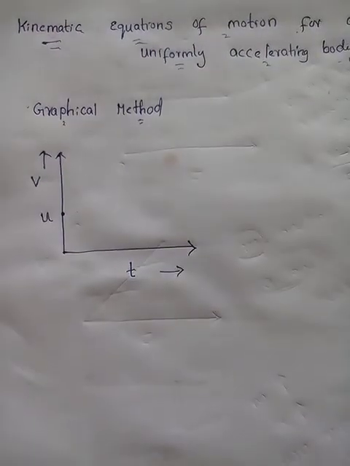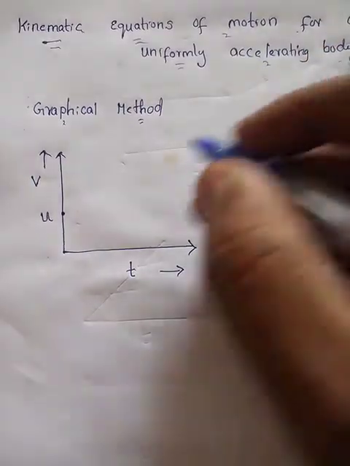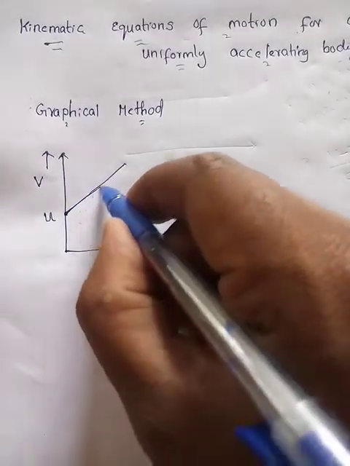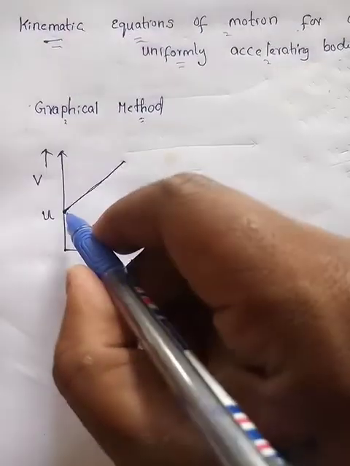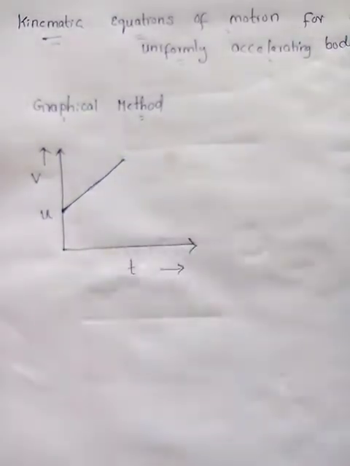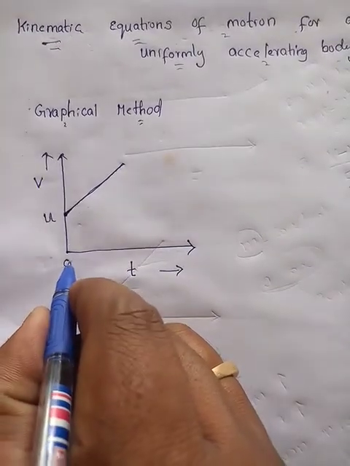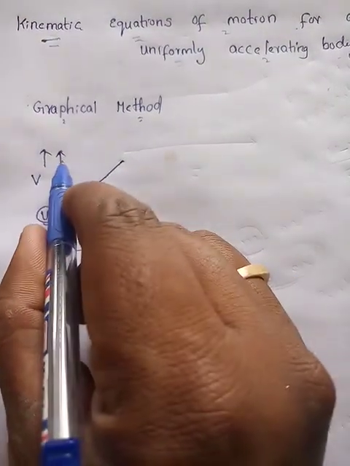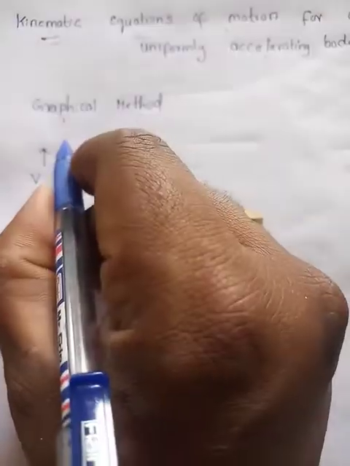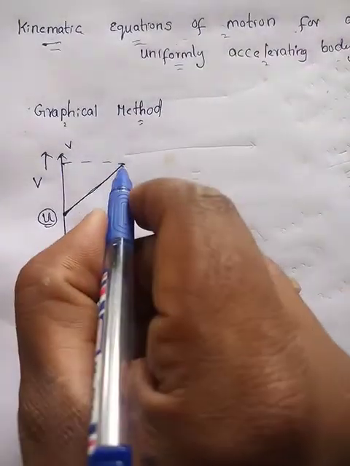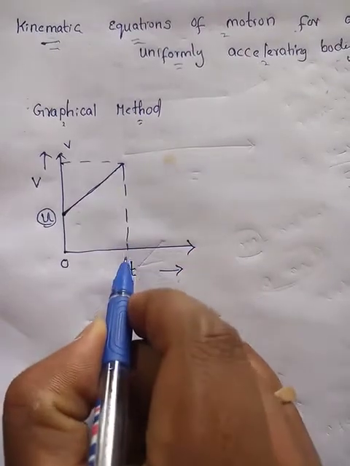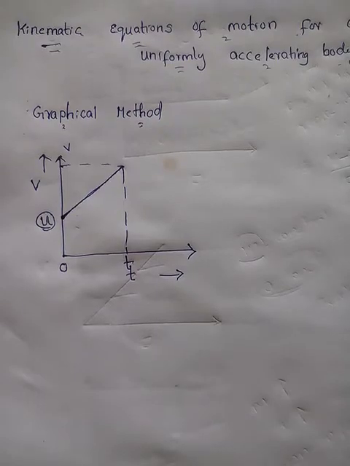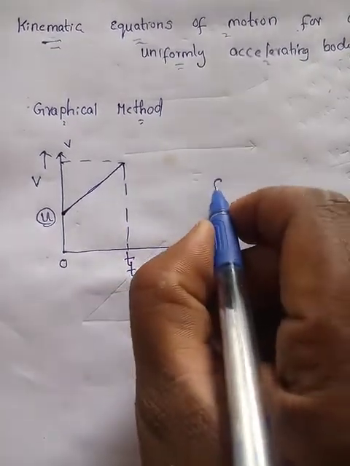Now what is the condition we consider? A uniformly accelerating body means it moves with uniform acceleration. So this graph represents a body moving with uniform acceleration. At time t equals 0, its velocity is u, that is called initial velocity. After time t, its velocity becomes v. So it attains its velocity v in how much time? t seconds.